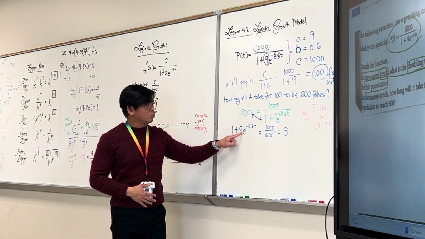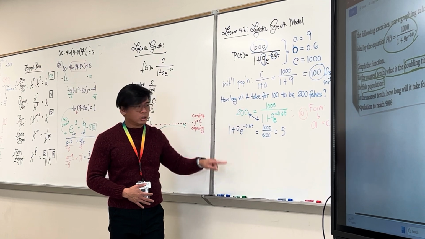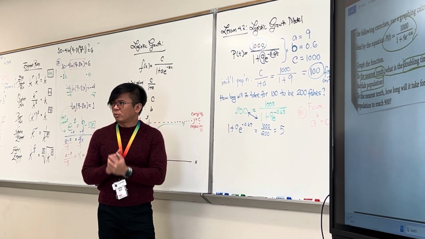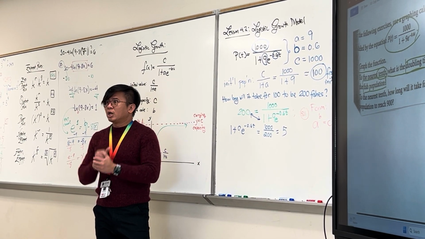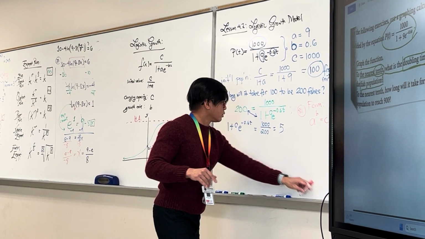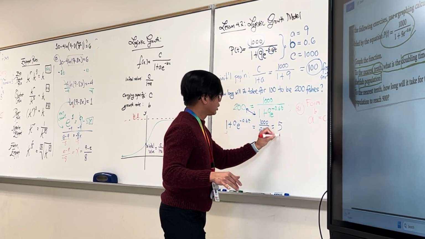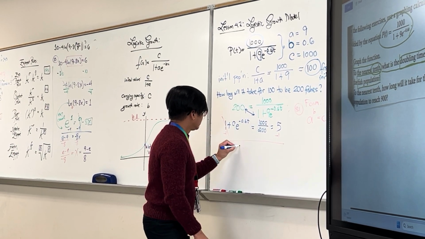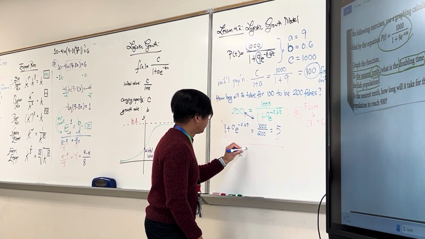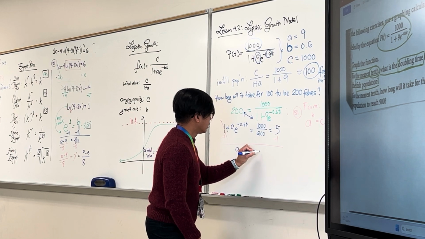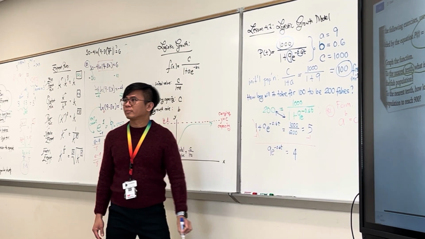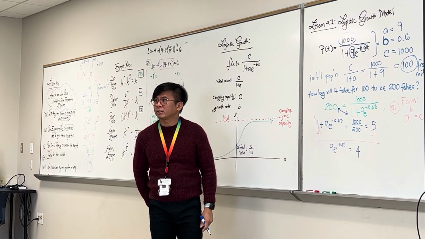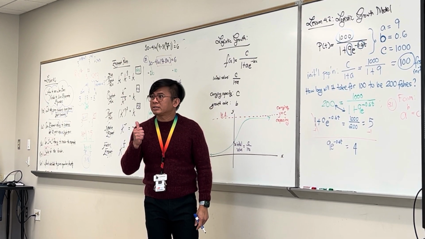Again, you just want this, so get rid of those two. What do you do next? Minus 1. Very good. So minus 1 here, minus 1 here, cancel out, hence we got 9E to the negative 0.6T is equal to what? 4. Get 4? Right. Get it, guys?